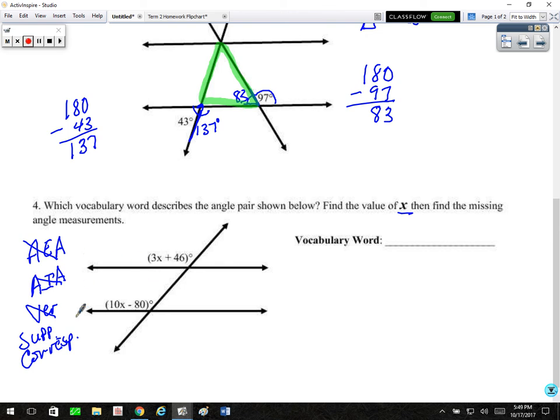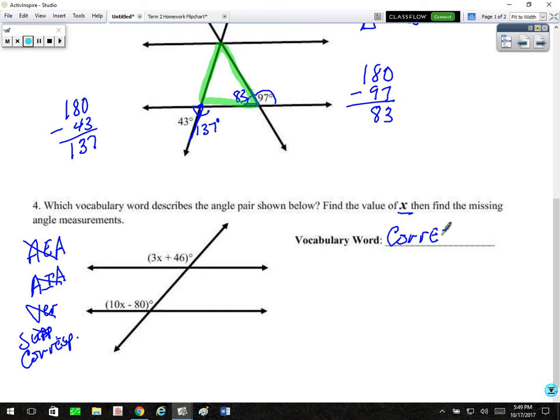This should help you out with this one. I'll help you. I don't mind going a little further with this one. If you look, both of these are obtuse angles. So they can't be supplementary. So we know the answer is corresponding.